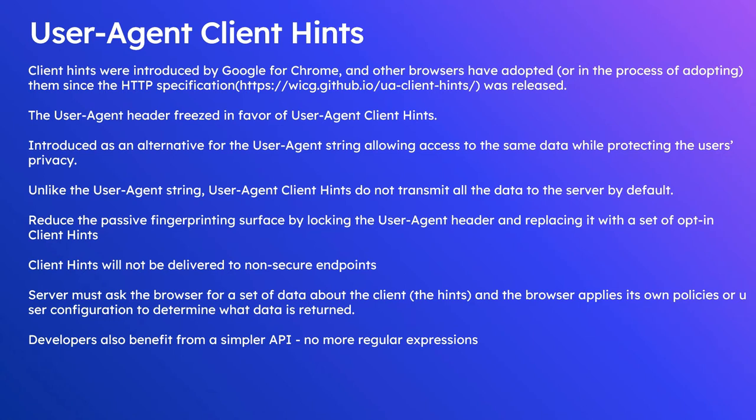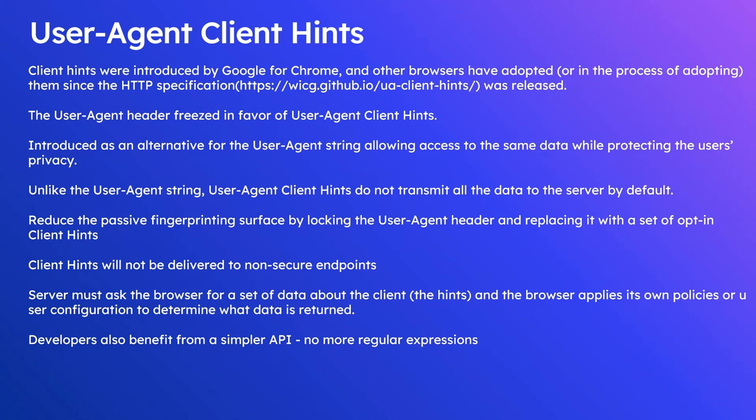Unlike the user agent header, the user agent client hints do not transmit all the data to the server by default. This helps to reduce fingerprinting by locking the user agent header and replacing it with a set of opt-in client hints. This means the required client hints data is sent to the server based on the request from the server. Unlike the user agent header, the client hints will not be delivered to non-secure endpoints. So only through the HTTPS channel is this data delivered. For HTTP the data will not be sent.